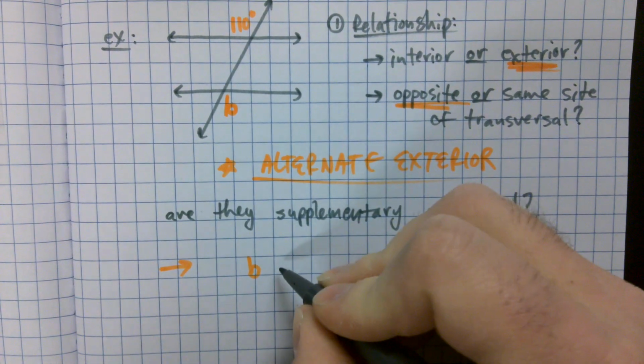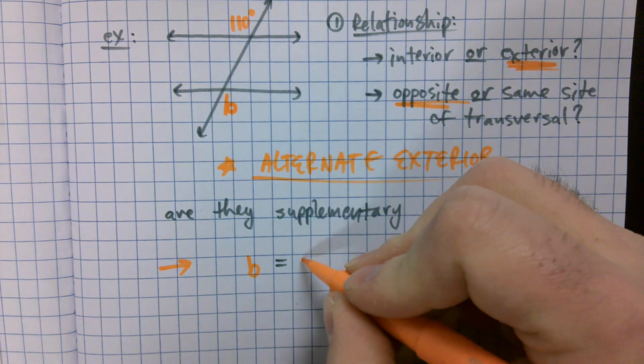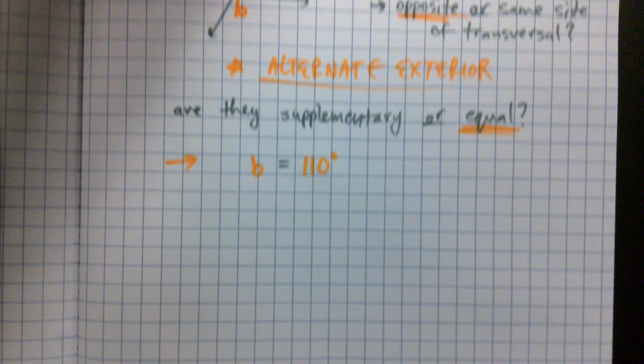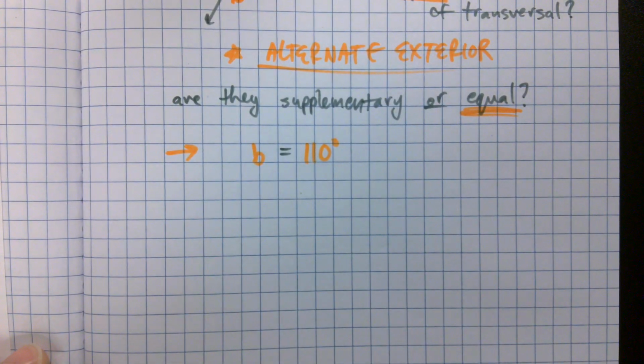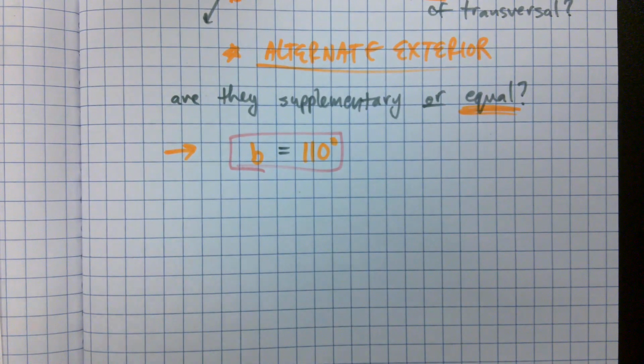B, fellas, B equals 110 degrees. One angle on the left, one angle on the right. And that's our answer. That's all we got to do. There's nothing to solve here, nothing to subtract from both sides. That's just what it is. B equals 110 degrees.